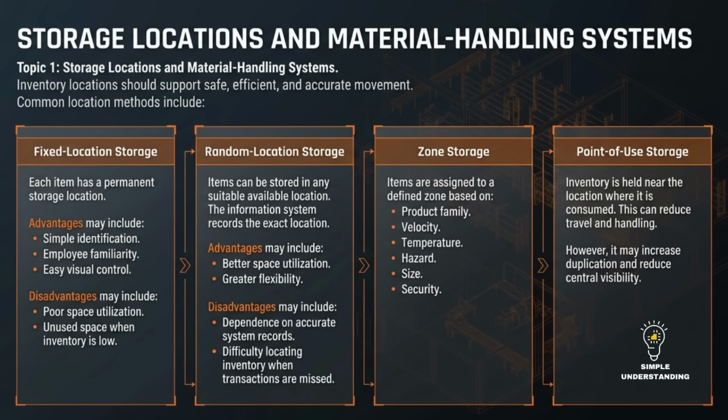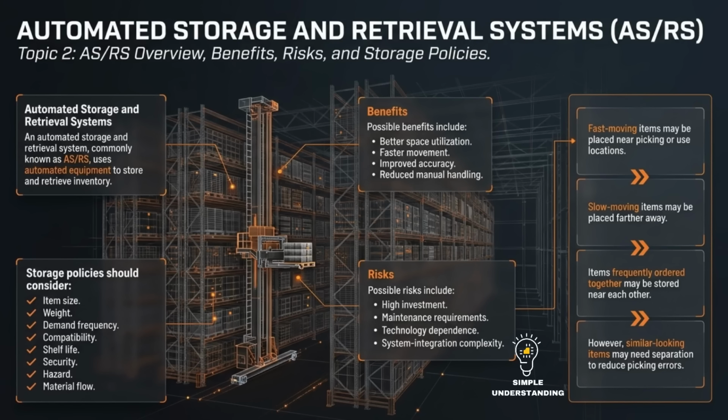Point of use storage. Inventory is held near the location where it is consumed. This can reduce travel and handling. However, it may increase duplication and reduce central visibility. Automated storage and retrieval systems. An automated storage and retrieval system, commonly known as ASRS, uses automated equipment to store and retrieve inventory.